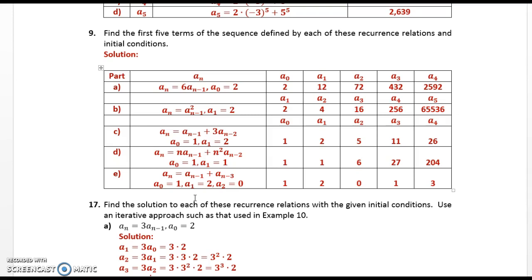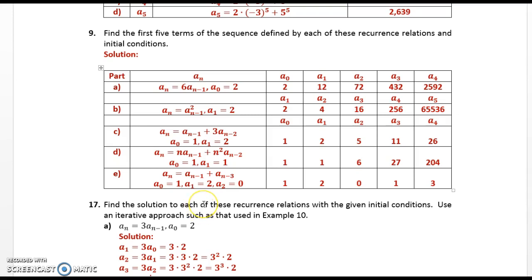B, a sub n is equal to a sub n minus 1 squared, where a sub 1 is equal to 2. This time our first 5 terms run from a sub 1 to a sub 5. And they are respectively 2, 4, 16, 256, and 65,536.